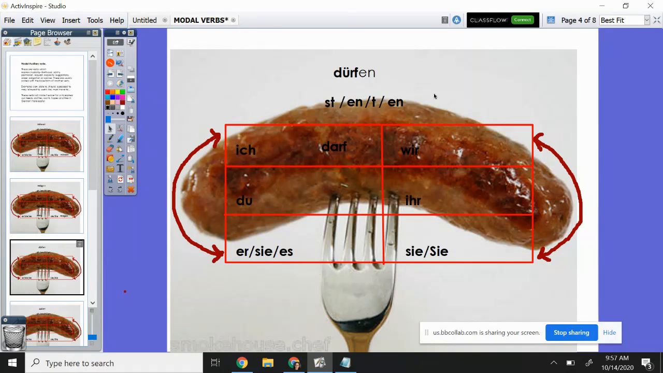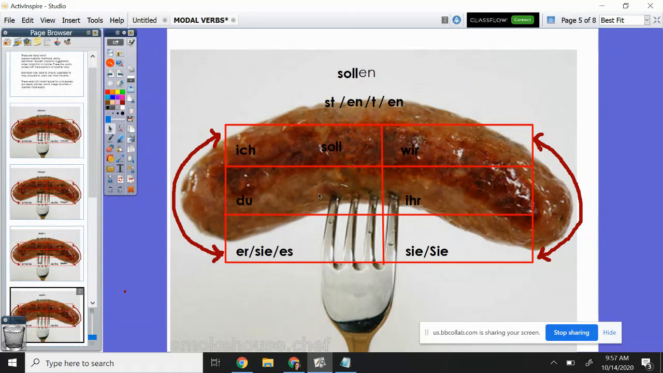Dürfen. Dürfen means may or to be allowed to. If we know the ich form is ich darf, the er/sie/es form is er/sie/es darf, and the du form is du darfst. The wir form is going to be wir dürfen. If we know that the wir form is wir dürfen, we also know that the sie form is dürfen as well. And then the ihr form is going to end in a T, and it's going to look similar to the wir and the sie forms with that sound there. It's going to be ihr dürft.